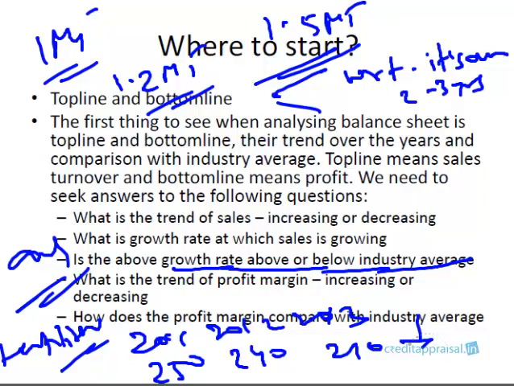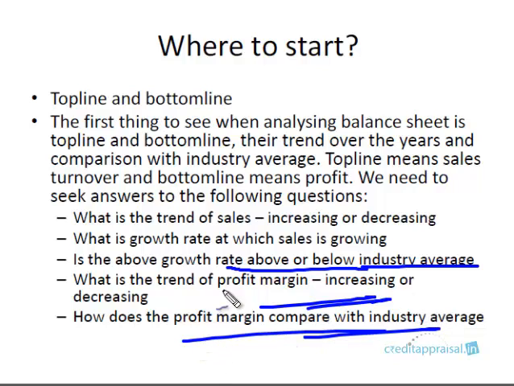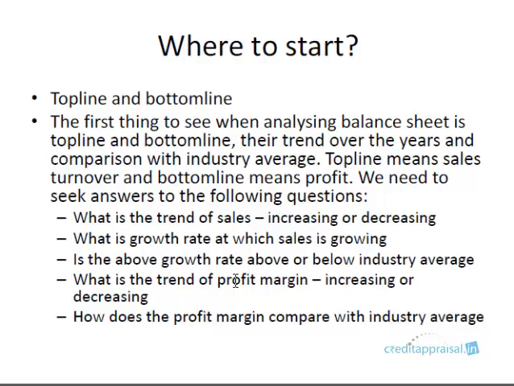Okay, right. Similarly, not just the sales but also the profit margin. Whether profit is increasing or decreasing in absolute terms, right? Then what is the profit margin compared to the industry average as a whole? How is this company comparing? So preliminarily, these are the 5 things that you need to look into.